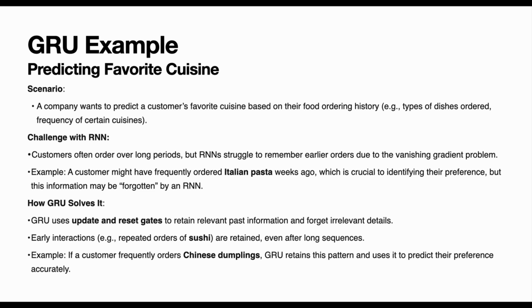GRUs address this issue using update and reset gates. These gates help retain relevant early interactions and discard unnecessary ones. For example, if a customer added a product to their cart earlier, the GRU prioritizes this memory while processing new interactions, ensuring it contributes to the final decision. This capability makes GRUs efficient and accurate for tasks involving sequential data and long-term dependencies.